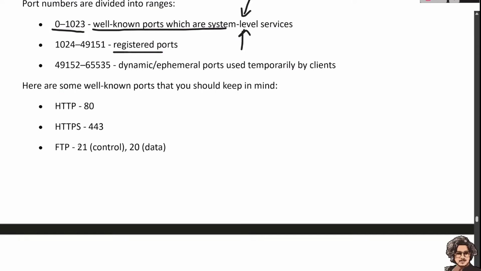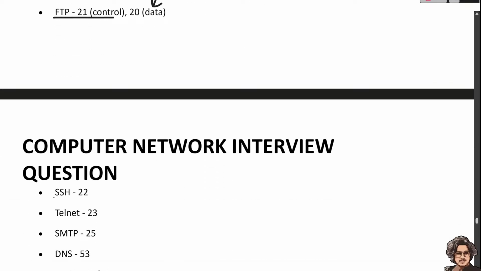First of all, HTTP is 80. HTTPS is 443. For FTP, the control port is 21 and the data port is 20. SSH is 22, Telnet is 23, and SMTP is 25, as we discussed in the last session.